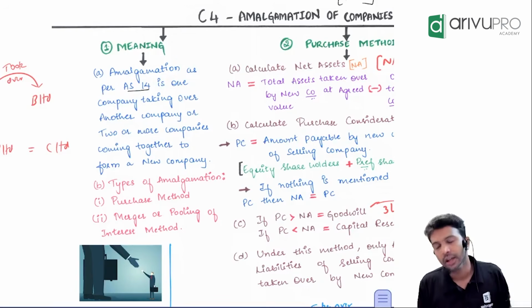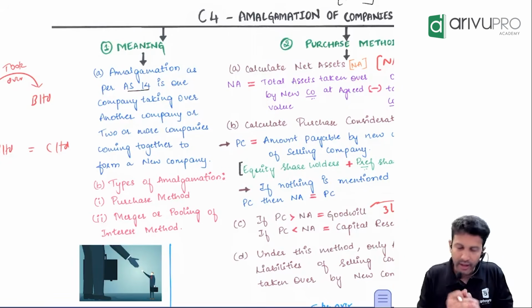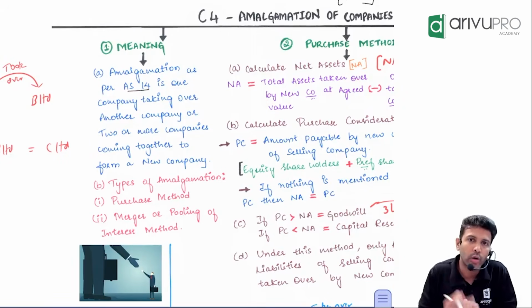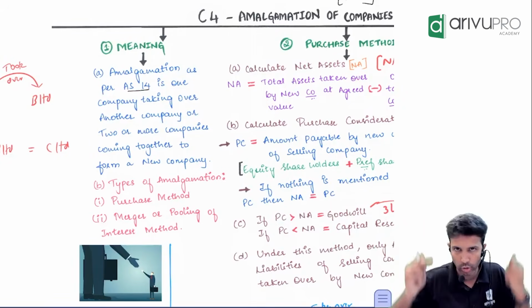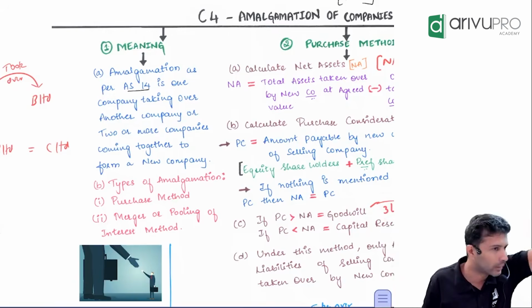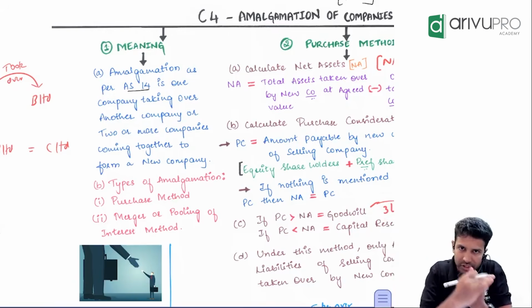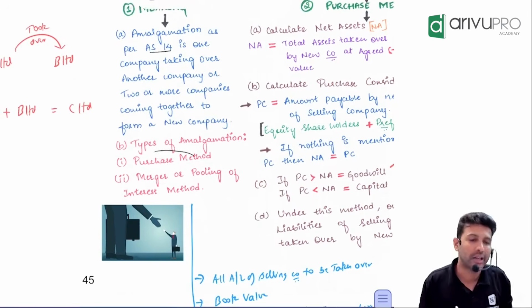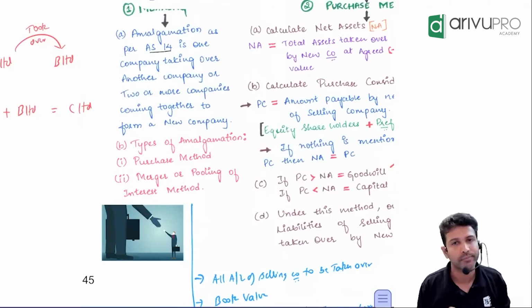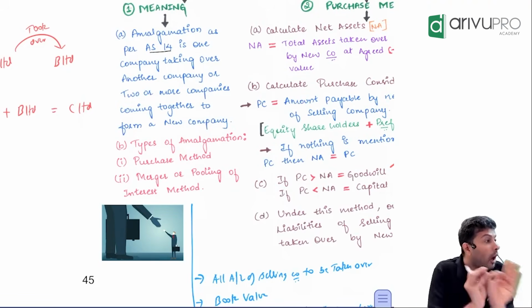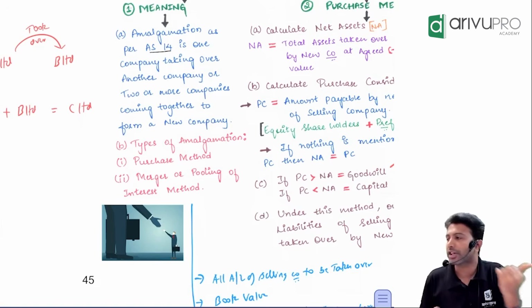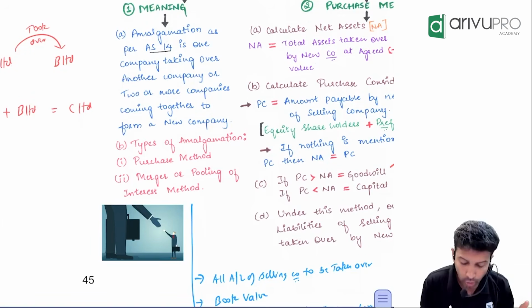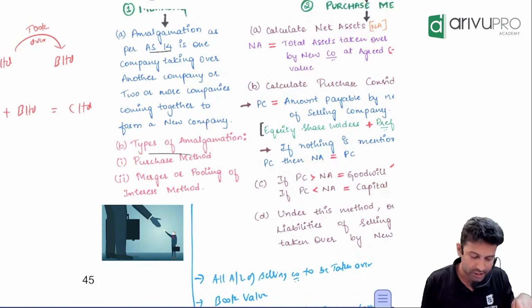Now for accounting per se, AS 14 says you can account using one of the two methods. Either it will be a purchase method or a merger method. Merger is also known as the pooling of interest method, another name. This is just for the sake of accounting. Now the next question that will come to our mind is, sir, when should we go for accounting under purchase? When should we go under merger?